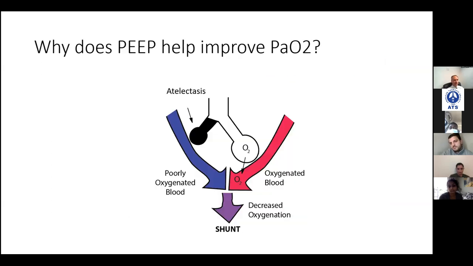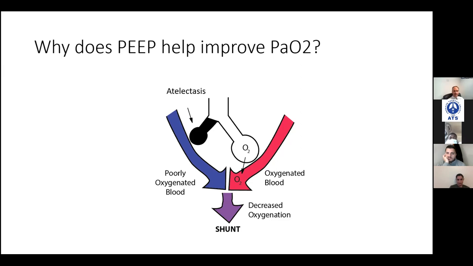Let's take a look at PEEP for a minute. You've all seen diagrams like this, right? Where you've got an atelectatic segment of lung, you've got an open segment of lung, so part of it's ventilated, part of it's not. You've got VQ mismatch here, right? You've got blood coming by a non-ventilated section of lung. That could be a lobule or a lobe or a whole lung or a few alveoli. Whatever it is, that blood's not picking up oxygen, right? You've all seen this. Yes?